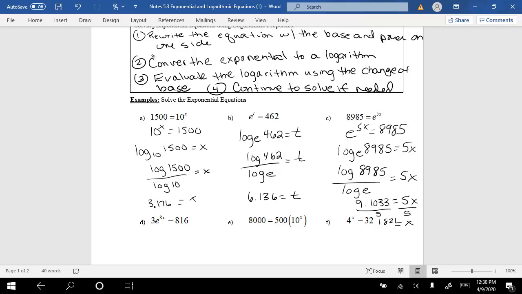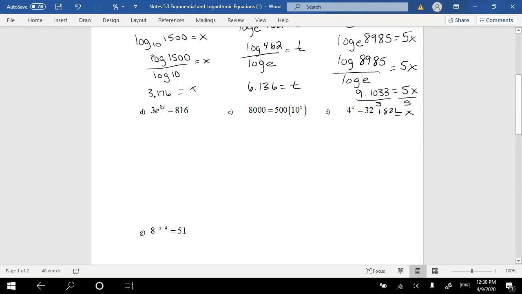Look at the difference between C and D. In D, there's a number 3 in front. Remember, step 1 is you have to get the equation with only the base and the power on one side. So before we begin to work number D, I'm going to divide both sides by 3. When I divide both sides by 3, I get e to the 8x is equal to 272. That's 816 divided by 3. Now I'm going to rewrite it as a logarithm. Log base e of 272 is equal to my exponent of 8x.